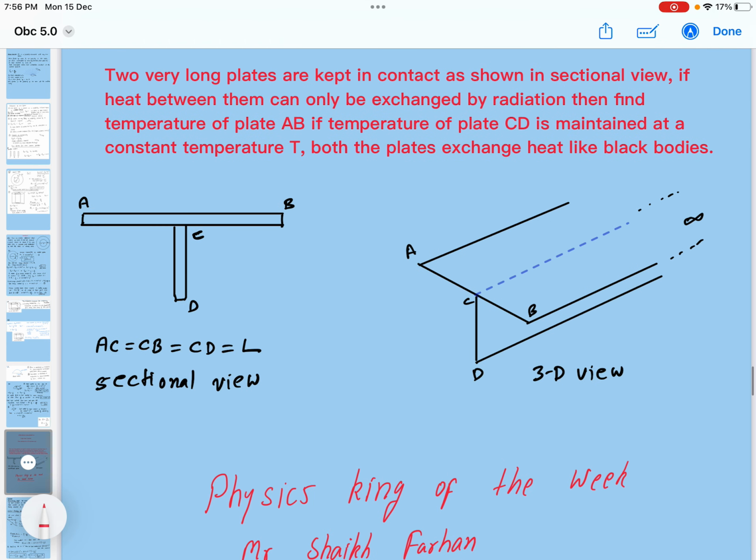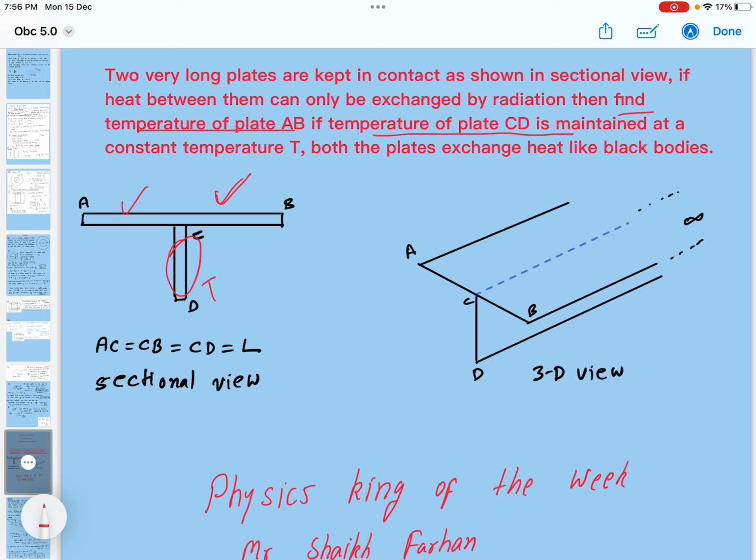Now let's see what the concept behind it is. What you are doing basically is that the temperature of CD is maintained constant, and that is T. We need to find the temperature of what? The temperature of AB in steady state. Find the temperature of plate AB. So the plate AB temperature is required, and CD you are maintaining at a constant temperature.